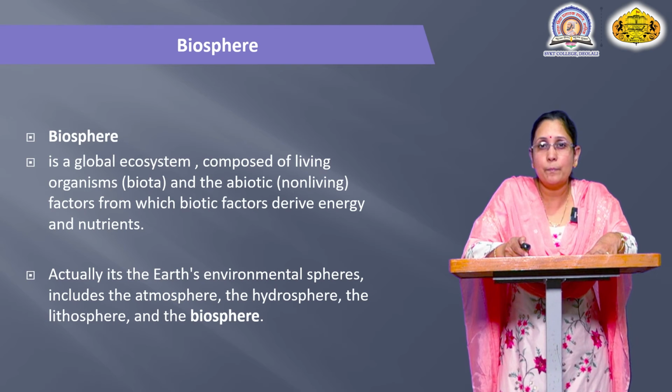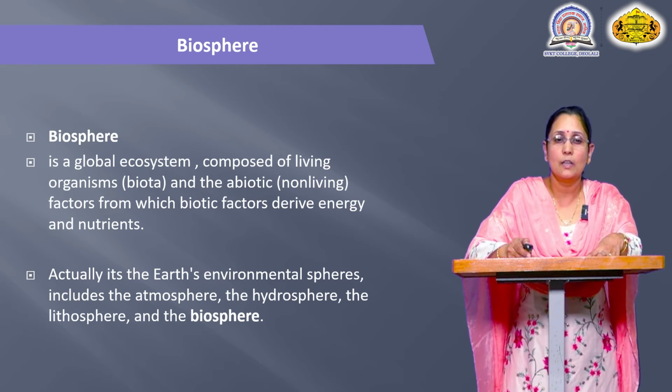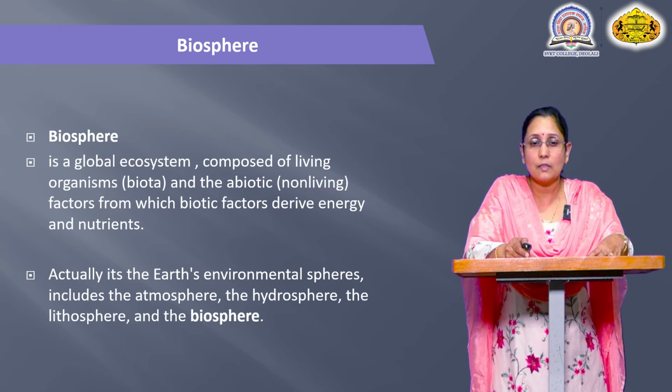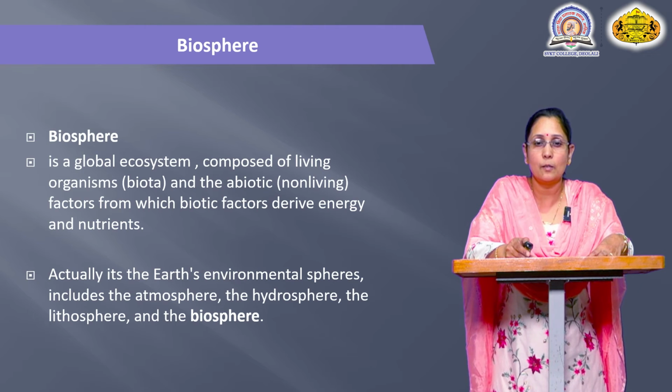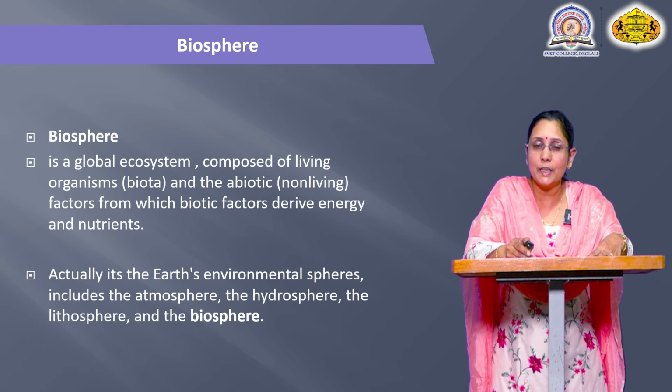The next term is the biosphere. So what is biosphere? Biosphere means the Earth's environmental sphere. Whatever Earth you people have seen in pictures, in reference books, in textbooks, etc. Right? That is nothing but the biosphere. So how can we define this biosphere? It's the global ecosystem. It's the global ecosystem composed of living organisms, meaning the same biotic and abiotic factors. So all biotic and abiotic factors which are living in this global ecosystem, we call it a biosphere.